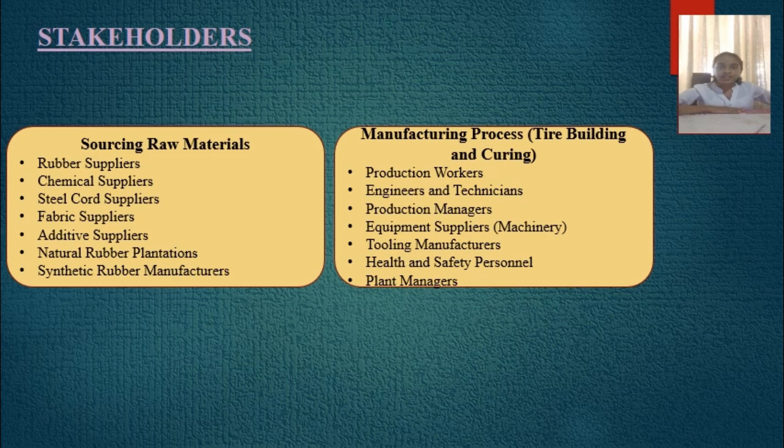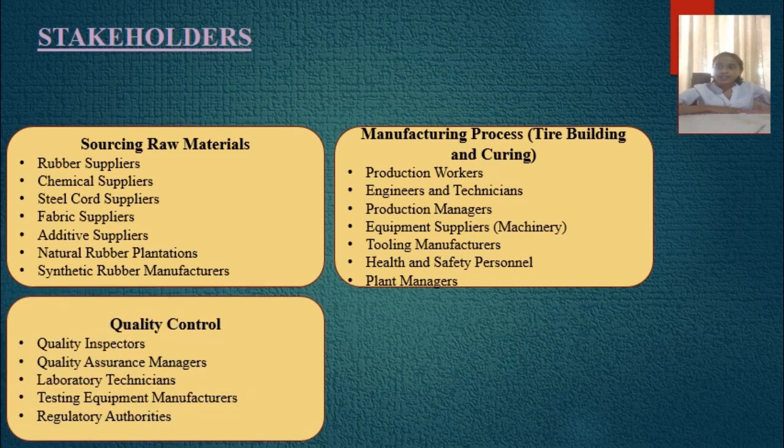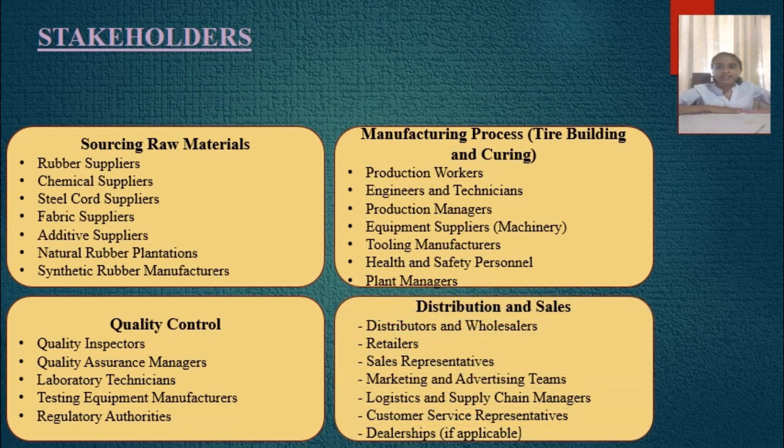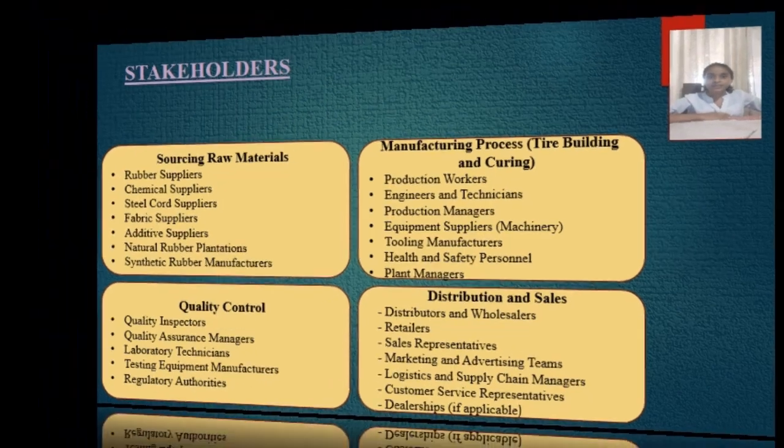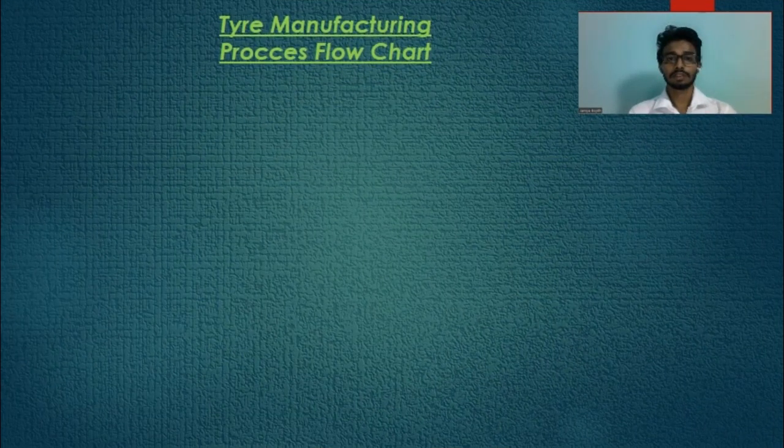And in addition, we can get natural rubber plantations, quality inspectors, laboratory technicians, production workers, production managers, and distributors and wholesalers, and all the people that you can see in this scheme as stakeholders in the tire manufacturing process. Now let's turn our attention to the tire manufacturing process flowchart.